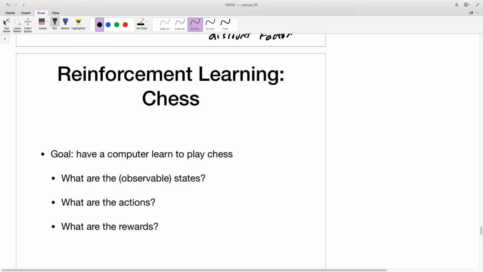All right, let's talk about this one. We got some others coming up. States. What about your group? What did you guys come up with for states? So, layouts of the chessboard.